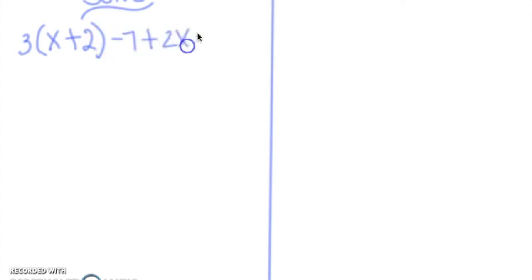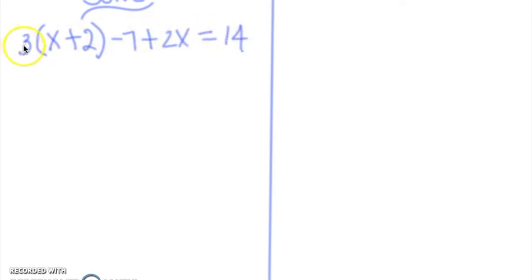Okay, today we are going to solve an equation using distributive property. It's 3 parenthesis x plus 2 minus 7 plus 2x equal 14.